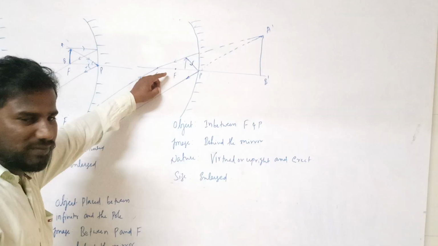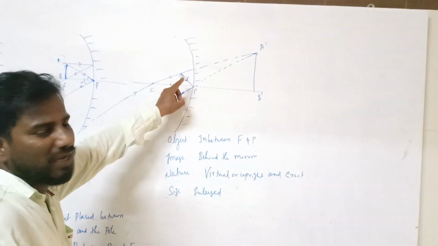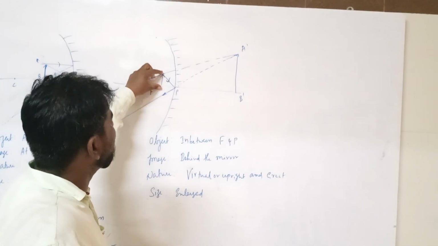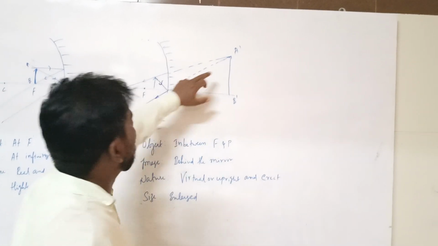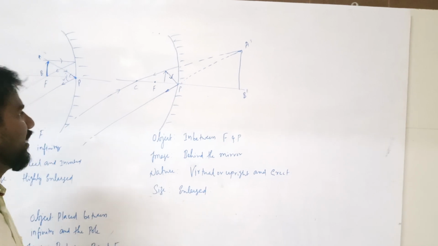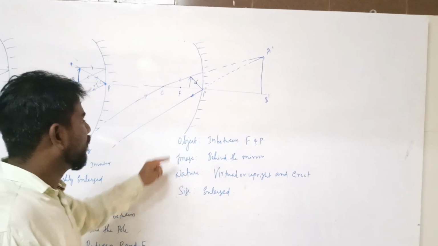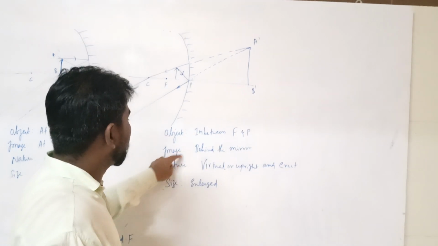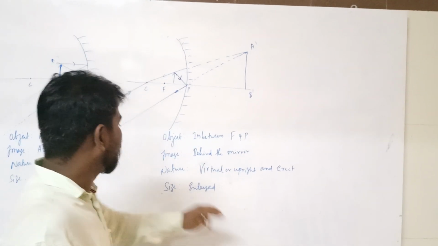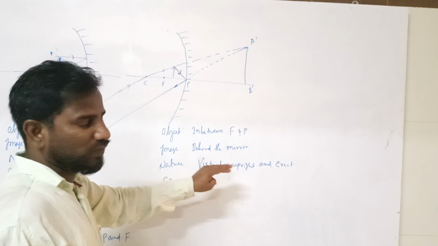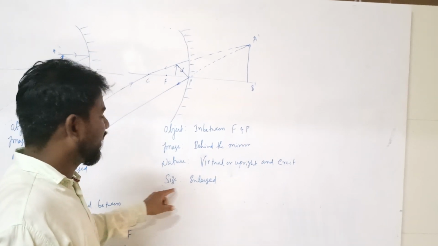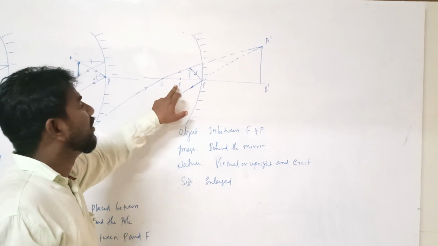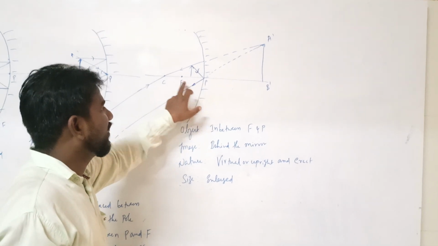Here when the object is kept in between F and P, image formation takes place in the mirror. We can see which is virtual, erect and enlarged. This is the only one case in a concave mirror when the object is kept in between F and P. Image formation takes place within the mirror and the nature is virtual and erect. Size is enlarged. We can remember simply that when the object is kept in between F and P.